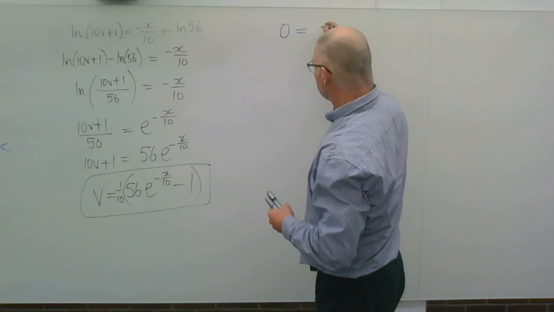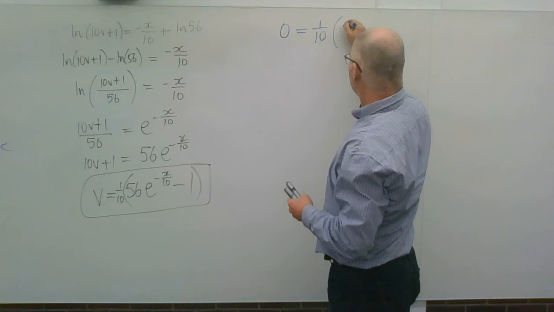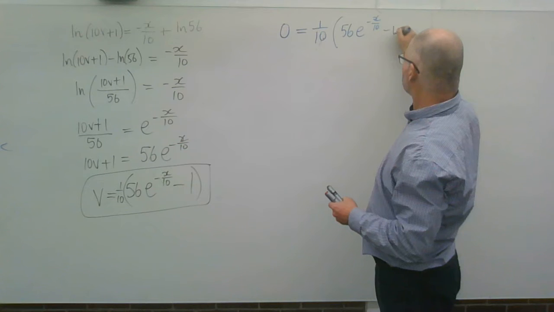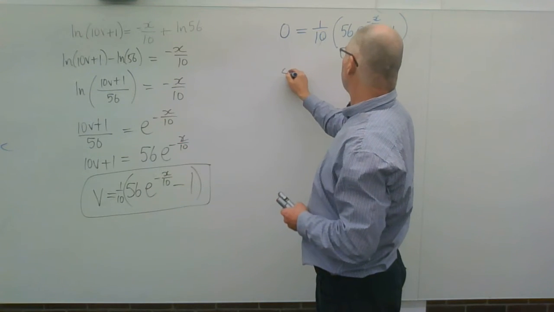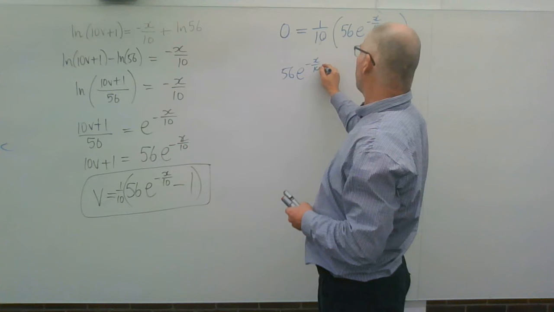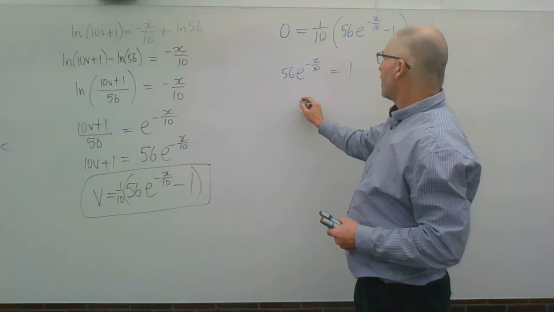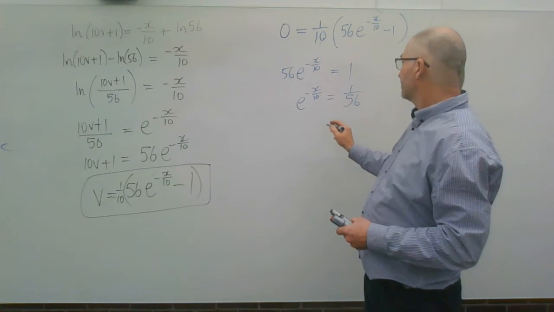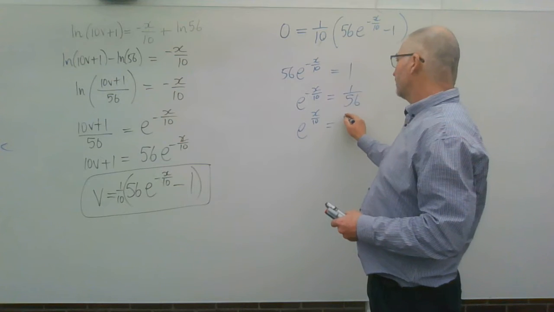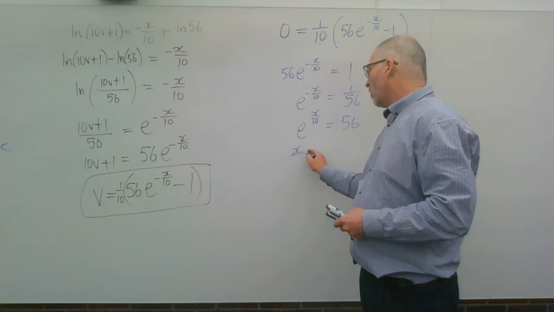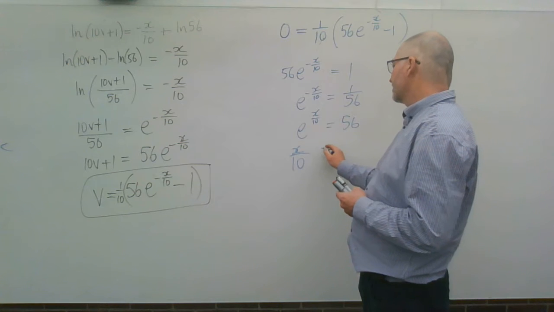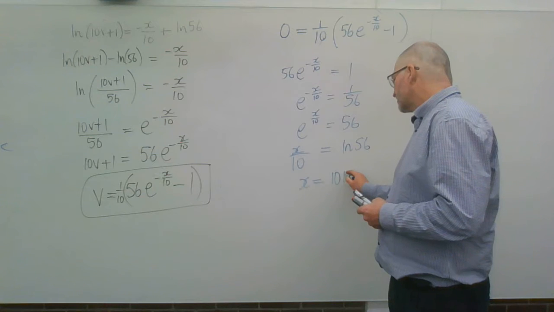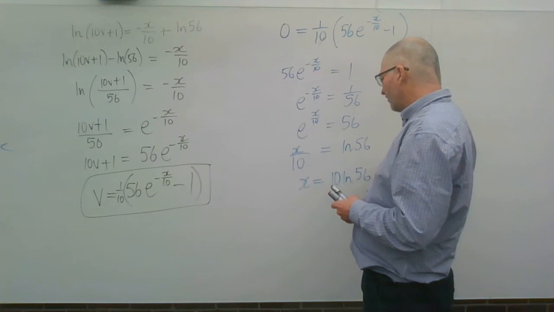Let's put 0 in for the velocity. 0 equals 1/10 (56 e to the negative x on 10 minus 1). So that means 56 e to the negative x on 10 equals 1. So e to the negative x on 10 equals 1 on 56. So e to the x on 10 equals 56. If we take the log of both sides, x on 10 equals the natural log of 56. So x equals 10 times the natural log of 56, whatever number that is.